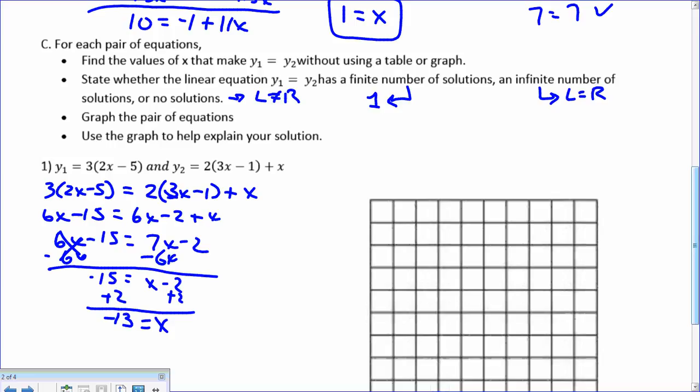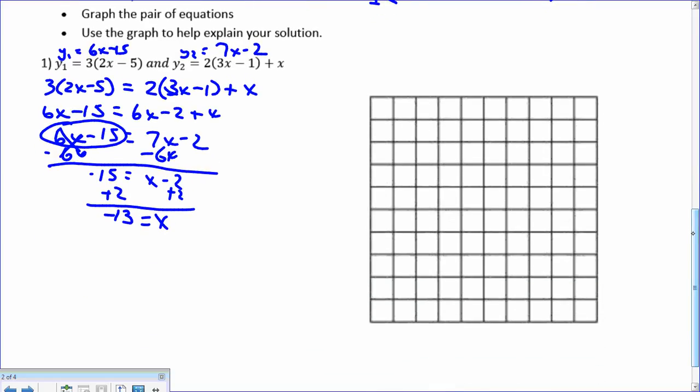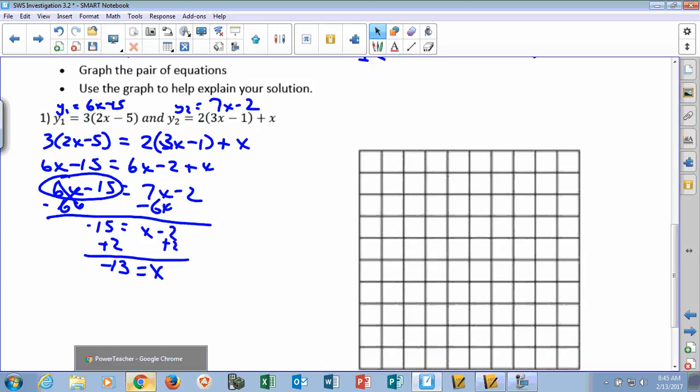Now, we kind of broke them down already to here, right? This was y1, right? So y1 equals 6x minus 15. And y2, once we distributed and stuff, was 7x minus 2. So they give us a crummy little grid down here to graph. There's really no intercepts here, so let's see if we can figure something out.